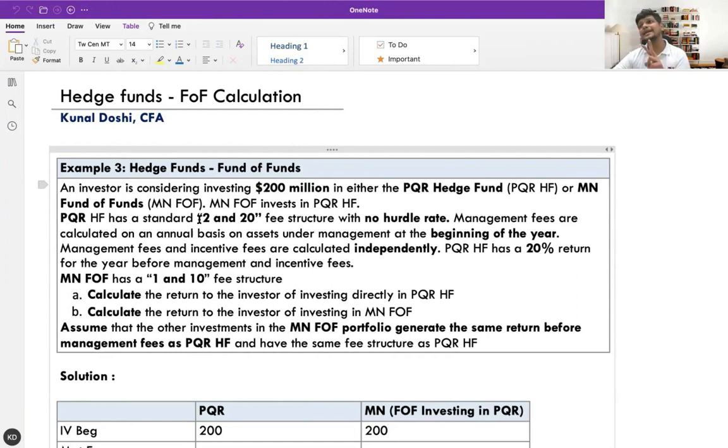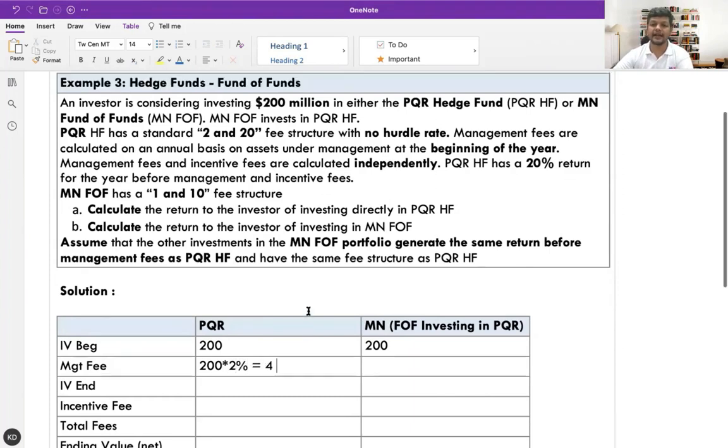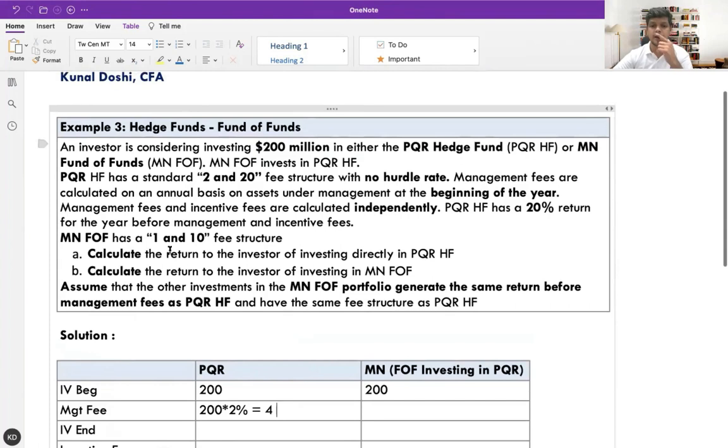Management fees. 2 and 20 is incentive. Incentives. Clear? With no hurdle rate. Management fees are calculated on an annual basis on AUM at the beginning of the year, not at the ending. So can I say management fees will be 200 into 2% for PQR? Correct? Yes. This is all about PQR, right?